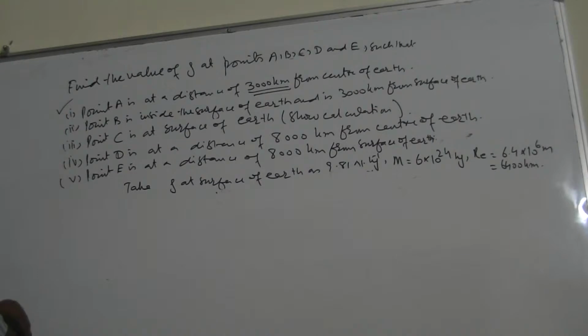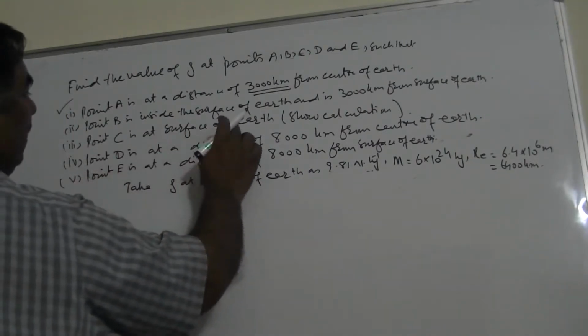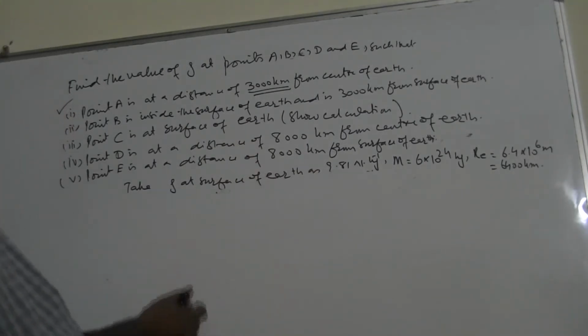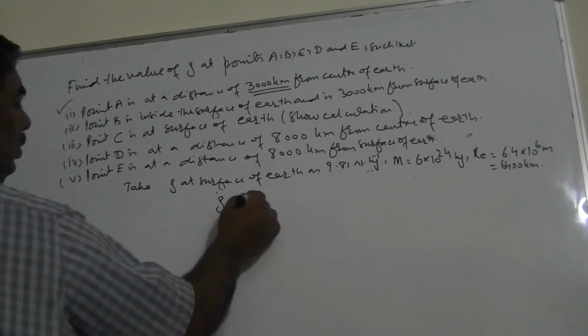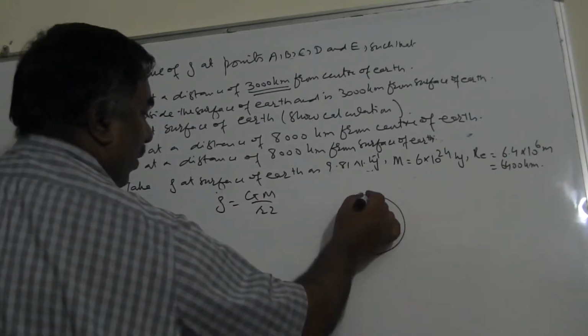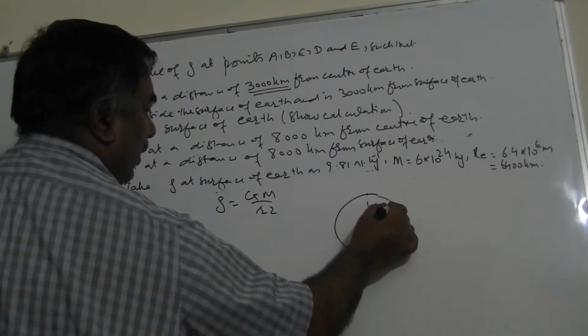Now these three problems will be for the formula. The question says point C is at the surface of Earth, and it says show calculation, which means do not quote this value directly, just show the calculation. You know, g is equal to GM upon R square, and the value of R here is the radius of Earth.